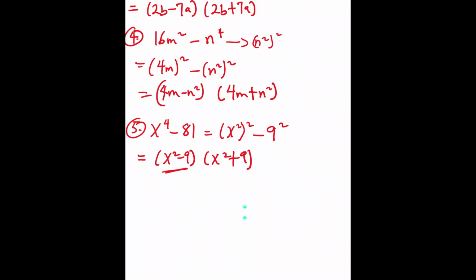If we break it down further, x squared minus 9 can be broken into x minus 3 into x plus 3, right? And then we can write x squared plus 9 at the side. X squared plus 9. So that will be the final answer for x raised to power 4 minus 81.